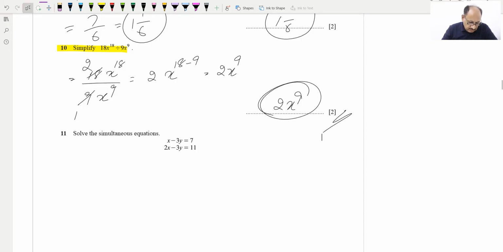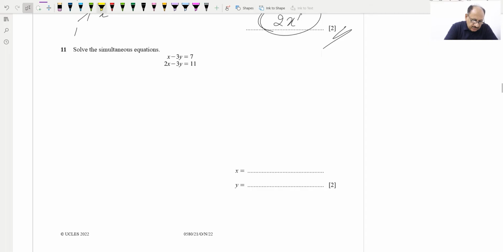Now question number 11, which is simultaneous equations, and we need to solve these two given equations. We can just subtract them. So this will be minus, this will be plus, and this will be minus, and we can cancel these two, and it will be x minus 2x, which is minus x, equal to minus 4. Further, we can cancel the signs, and we get x is equal to 4. x is equal to 4.